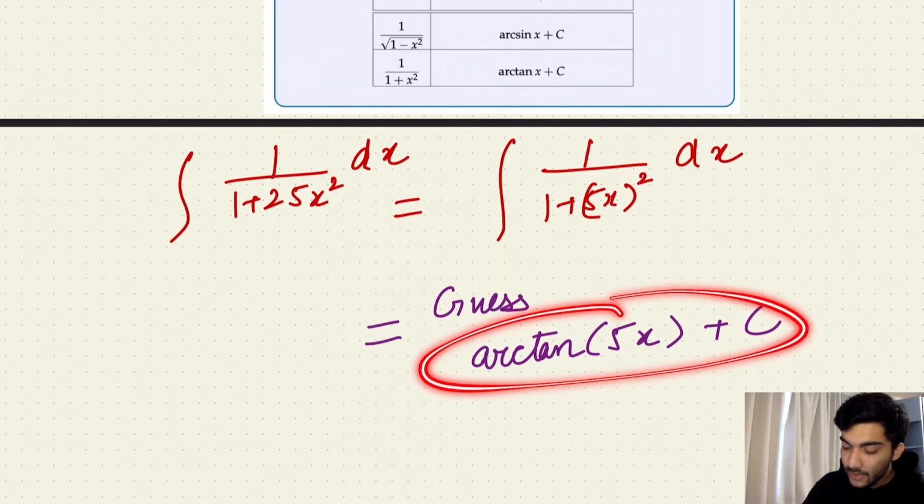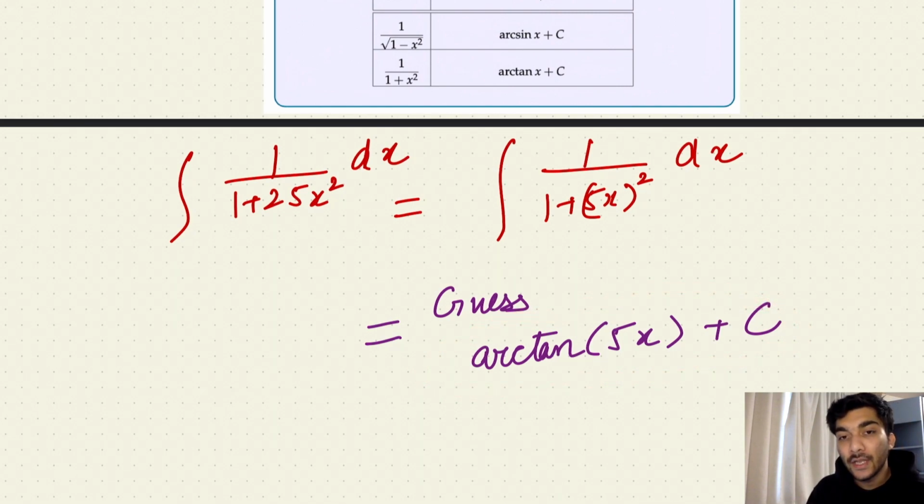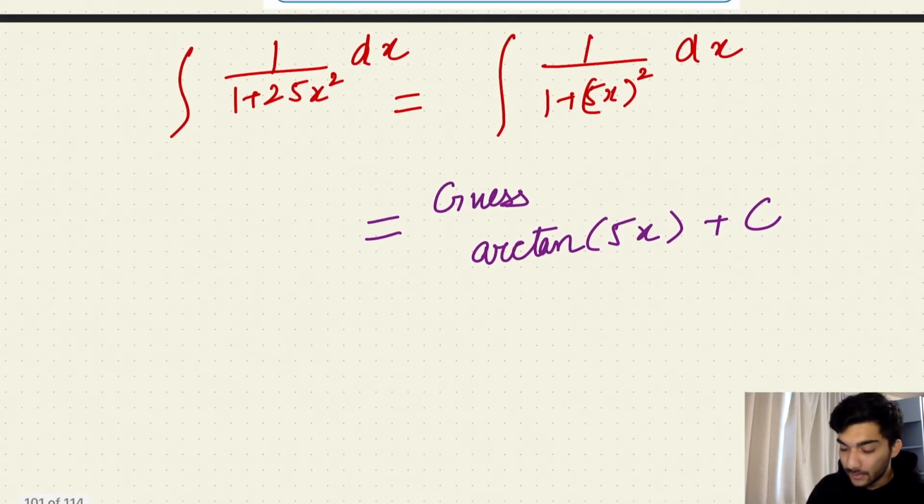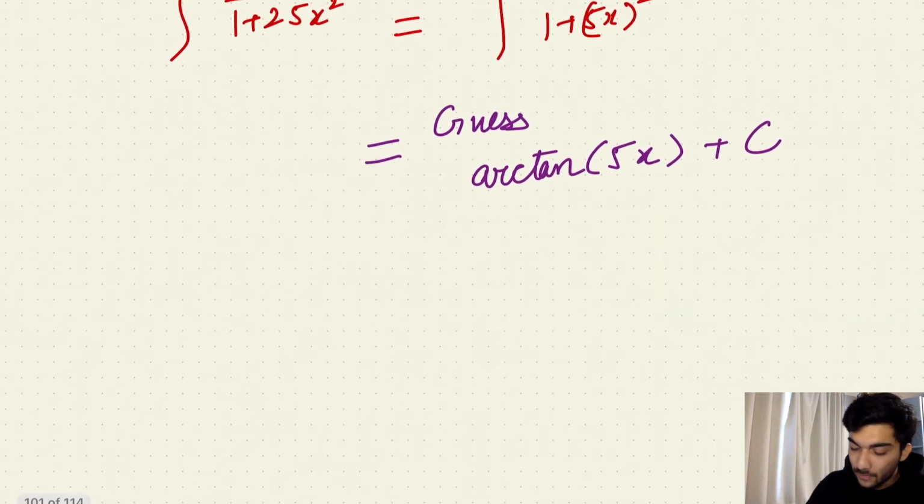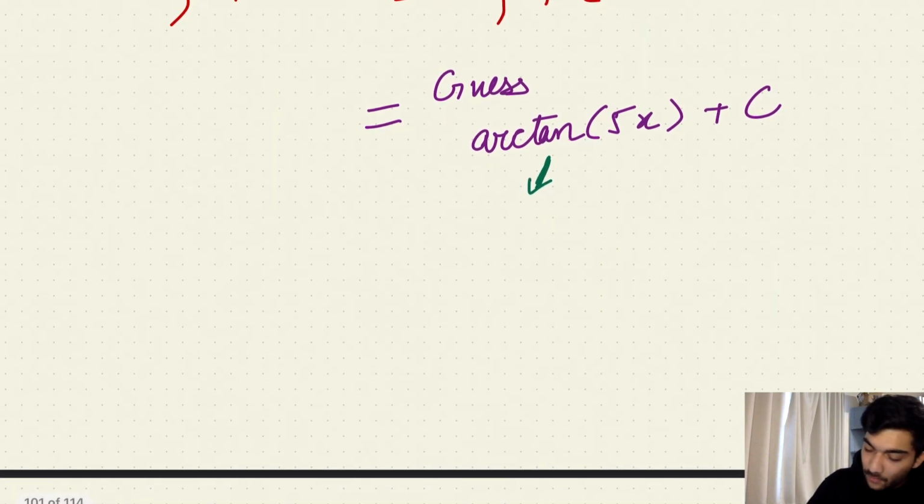So let's try differentiating this function and see what we are missing in this initial guess that doesn't make it a correct answer. So let's go over this problem. If we differentiate this one, we will get 1 upon 1 plus 5x square, right?